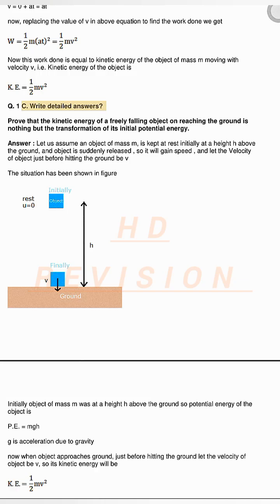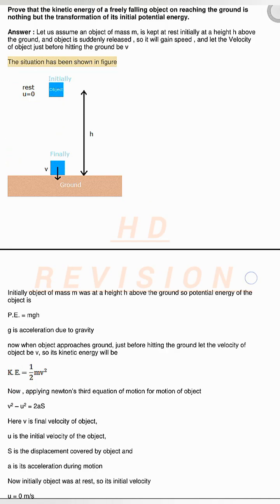Q1. C. Write detailed answers. Prove that the kinetic energy of a freely falling object on reaching the ground is nothing but the transformation of its initial potential energy. Answer. Let us assume an object of mass m is kept at rest initially at a height h above the ground, and the object is suddenly released, so it will gain speed, and let the velocity of the object just before hitting the ground be v. The situation has been shown in the figure.